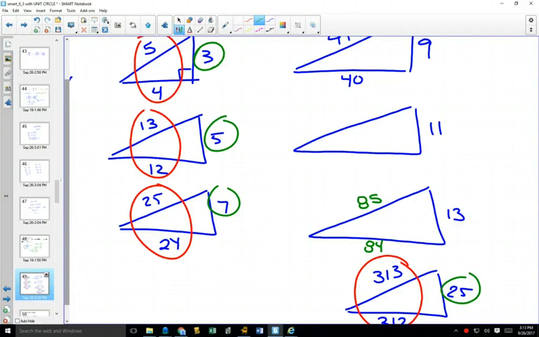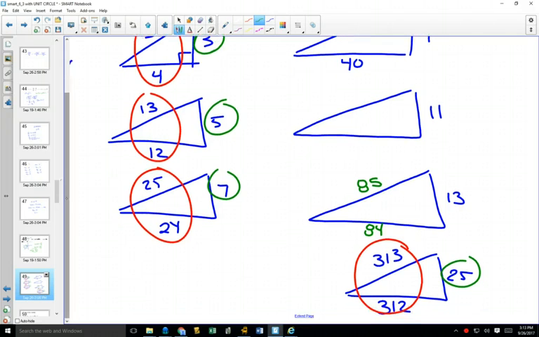What happens when you add 312 and 313? You get 625, which is 25 squared. But this is a pattern, and it works all the way through for this set of Pythagorean triplets.